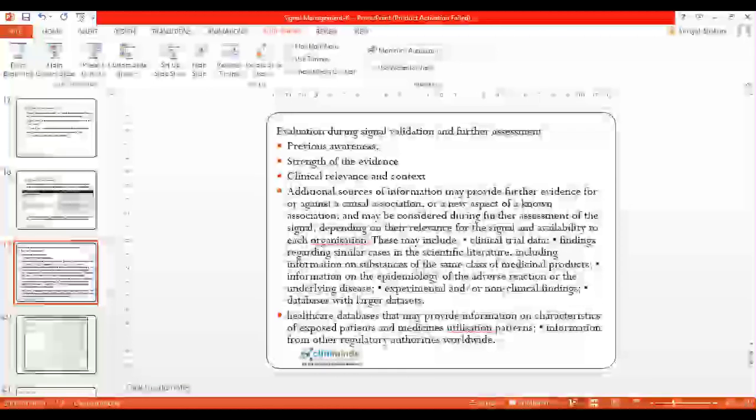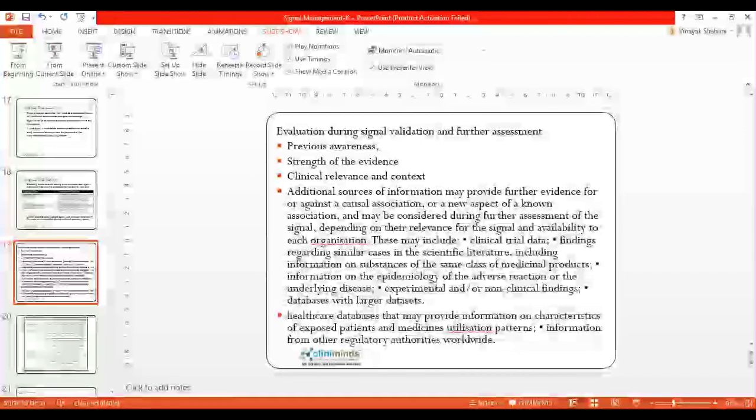So, same class of medicinal products, information on the epidemiology of the adverse reaction or underlying disease, the experimental and or the non-clinical findings, and then databases with larger data sets will always give a better idea. The healthcare databases may provide information on characteristics of exposed patients and medicine utilization patterns. So if there are healthcare databases, they always have better and more complete information for a medical assessment. Then information from other regulatory authorities worldwide. Next slide, please.